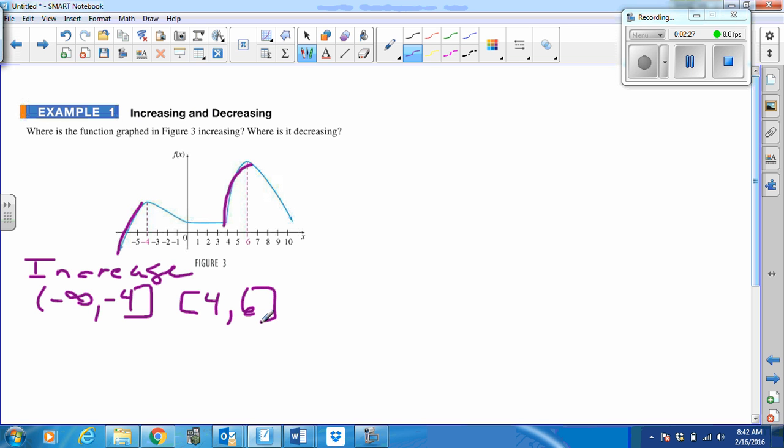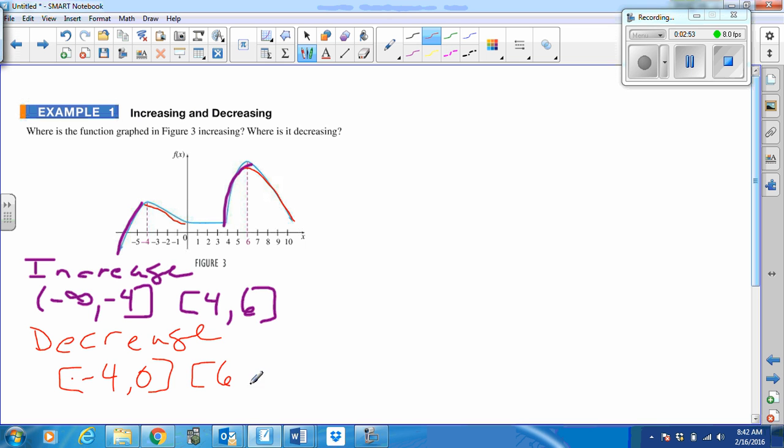Now, if we look at the decreasing intervals, and we will do these in red, we have that it's decreasing here, and then we also have that it's decreasing here. And so from -4 to 0, and then it's also decreasing from 6 to infinity. And you will always put a soft bracket with infinity, as always. And then we have between 0 and 4, it's neither increasing nor decreasing.